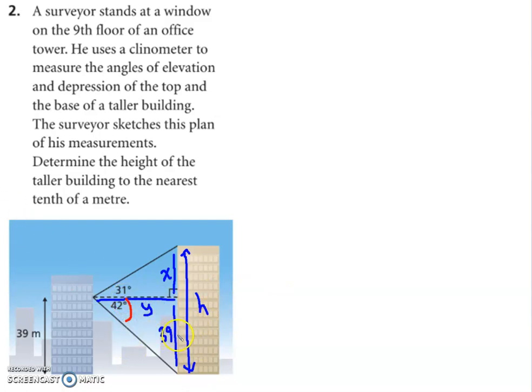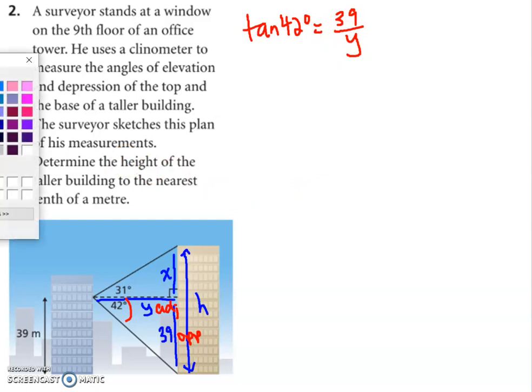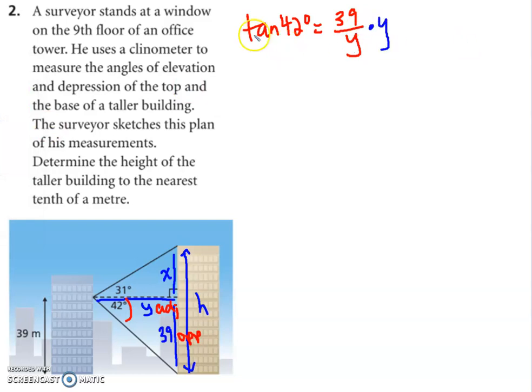So we know 39 is going to be our opposite, and Y is our adjacent. So opposite and adjacent, that is tangent of 42 degrees, which is the opposite side, 39, divided by our adjacent, which we're calling Y. So to find our Y value, we need to first of all bring it into the numerator, multiply both sides by Y.